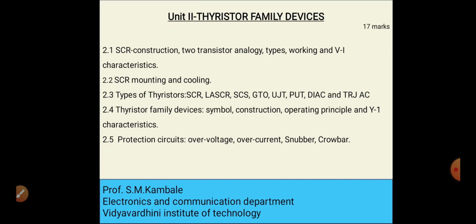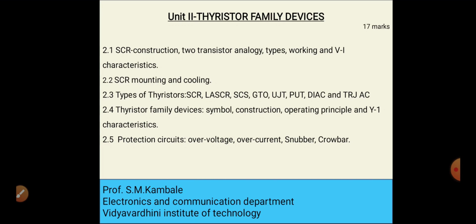Okay, now there are some triggering devices. Triggering means turn on. SCR has three terminals, that is anode, cathode and the third one is gate. This gate terminal is used to turn on the SCR. So there are various methods to turn on the SCR, by using the gate or by using other triggering devices such as UJT, DIAC, SBS, SUS, etc.